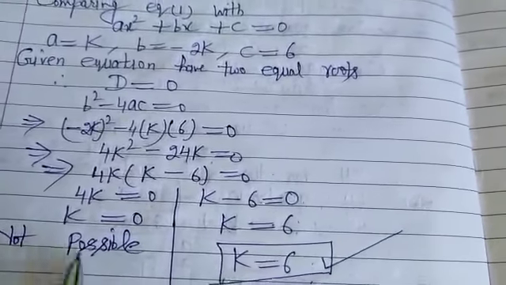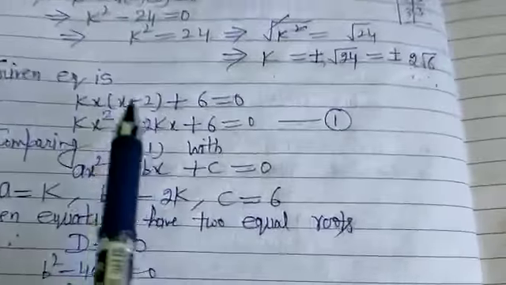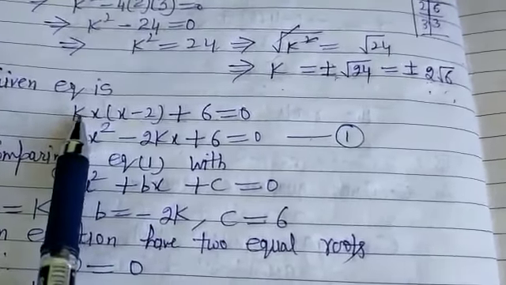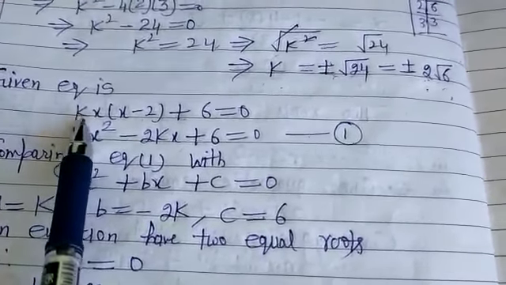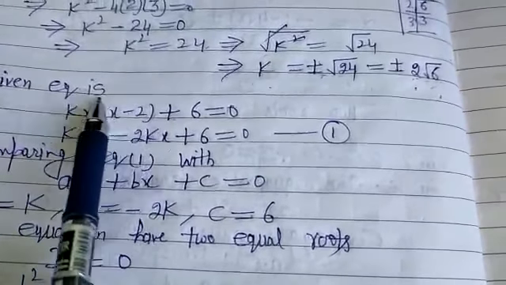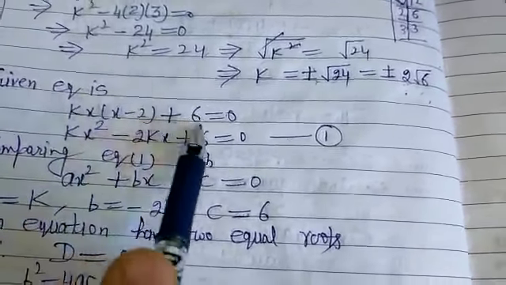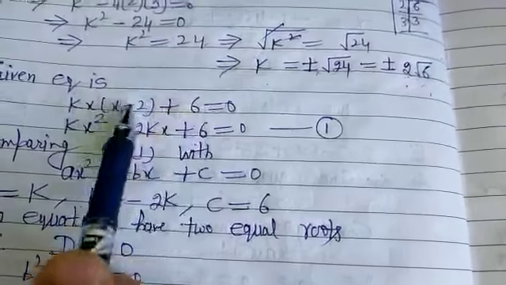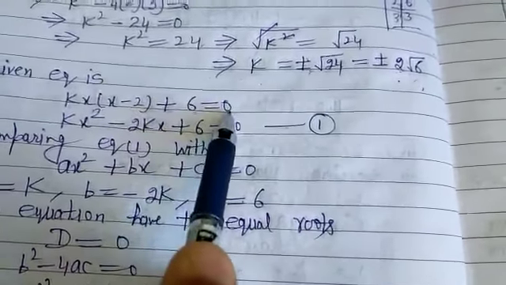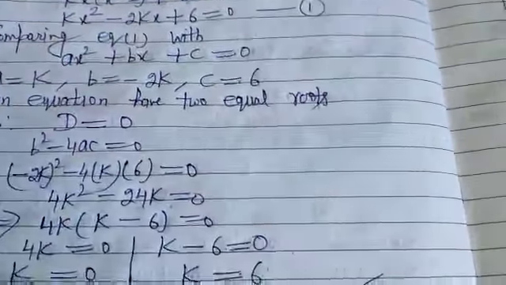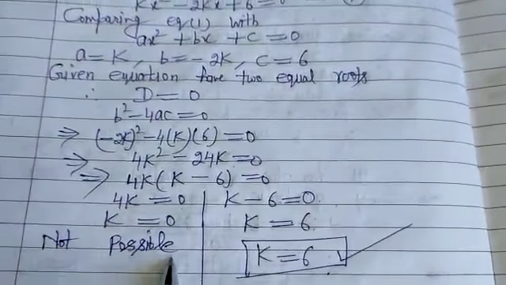Why is it not possible? Because when I substitute the value of k is 0 in the given equation, 0 into this whole thing becomes 0, and 0 plus 6 is equal to 0. So 0 plus 6 is 6, and 6 is equal to 0, that is not possible. Therefore the value of k is equal to 0 is not possible here.